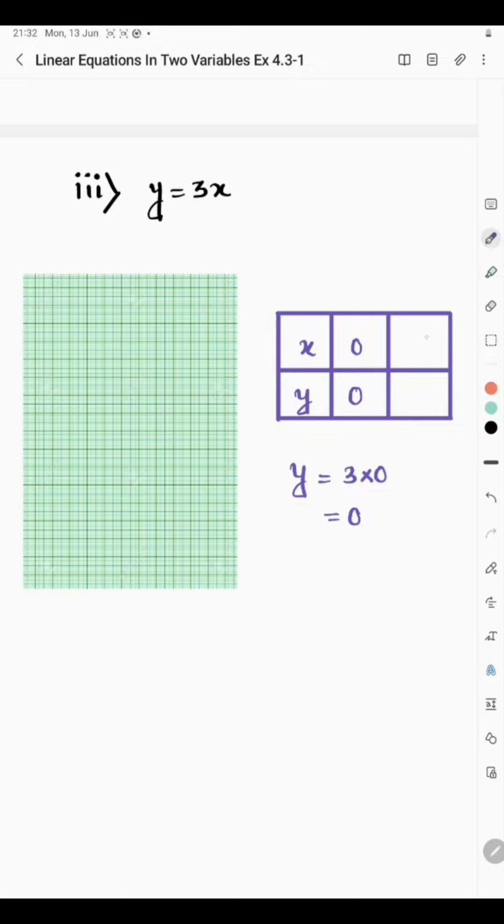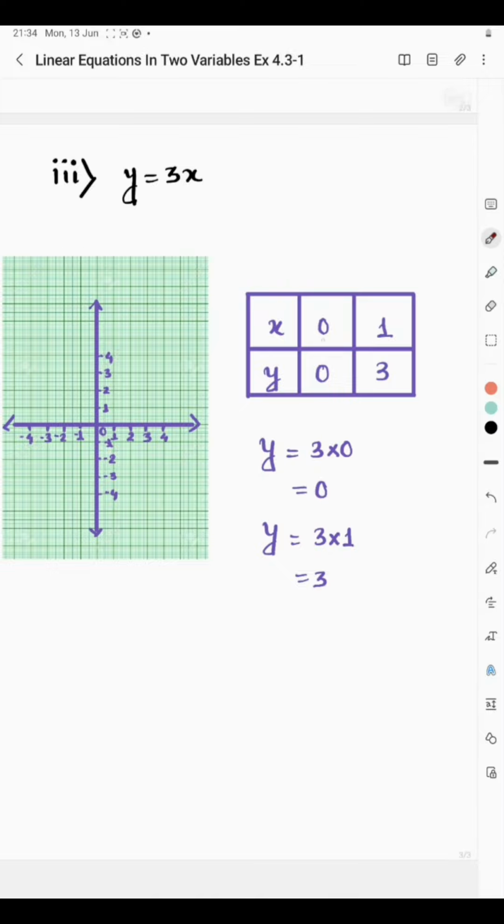Now let us consider the value of x is 1. Now if the value of x is 1, then y is equal to 3 multiplied by 1, which is 3. Okay. So the two solutions of this equation are 0, 0 and 1, 3. Now our first coordinate is 0, 0. So 0, 0 means the value of x is 0, the value of y is also 0. See, this is 0, 0.